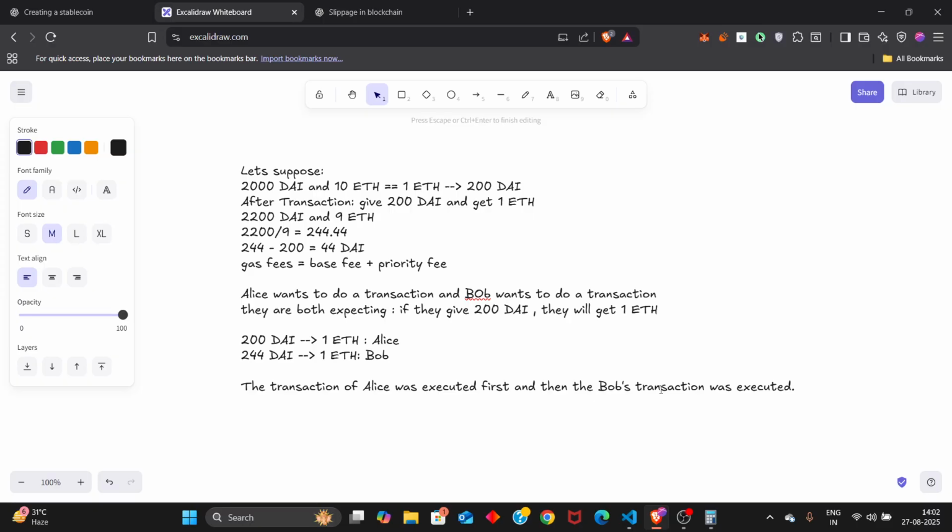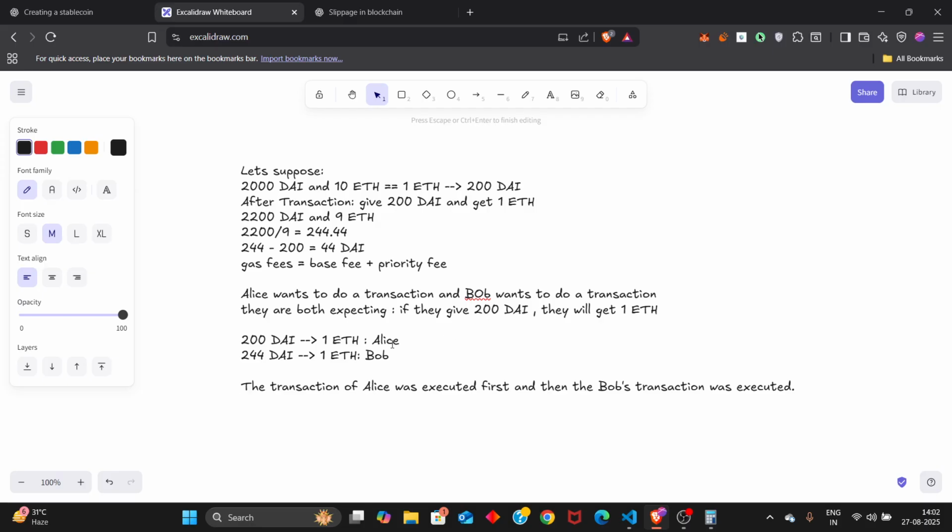Now there are some AMMs that follow sequencing, which doesn't let this happen. They will show you that you only get 1 ETH if you give 244 DAI. It will not show you 200 DAI for 1 ETH. It will show 244 DAI for 1 ETH. These AMMs are advanced, but some of the old AMMs still follow this mempool architecture, and slippage still happens. It is a real thing.